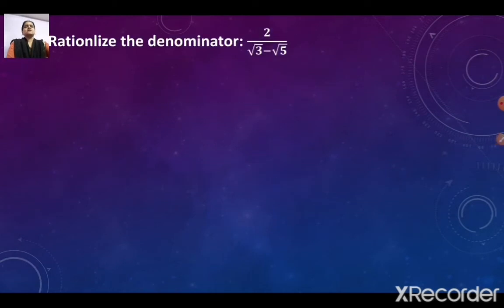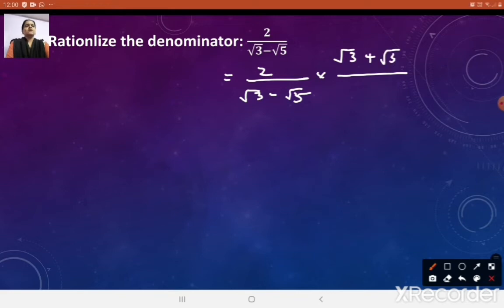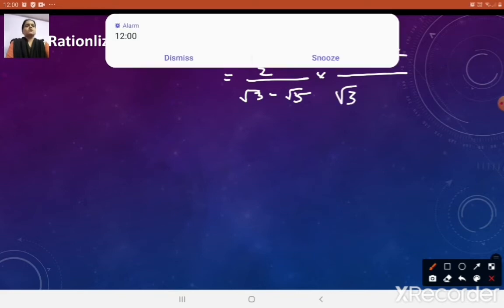The next question is rationalize the denominator. What is the question given? 2 upon root 3 minus root 5. You remember how to rationalize this type of question where two root values are given in the denominator? Yes, we will take the conjugate and multiply it to the numerator and denominator. So let us see the rough work now. That is 2 upon root 3 minus root 5, and the conjugate of root 3 minus root 5 is what? Root 3 plus root 5 upon root 3 plus root 5.